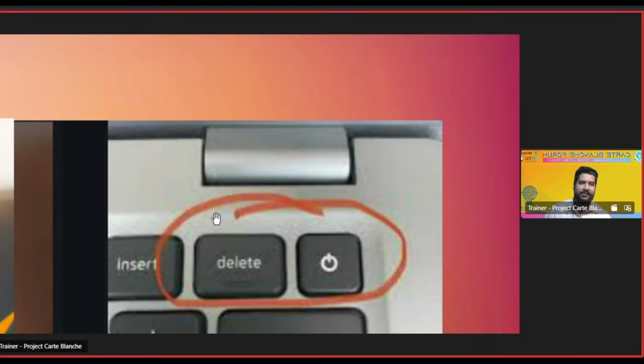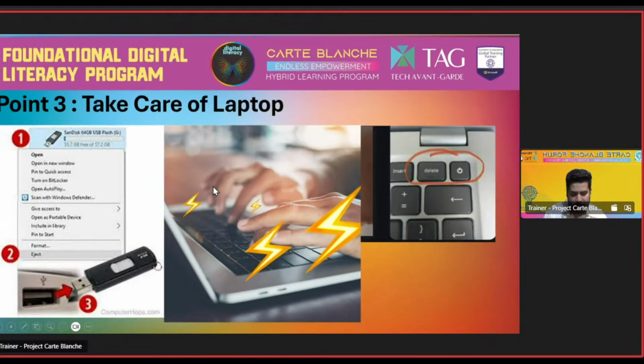Then we have got sleep mode. For some duration when we are not going to use the laptop, we can put the laptop on sleep mode. And likewise, we have got a hibernate mode. So these are things which are important for us to understand about the laptop.